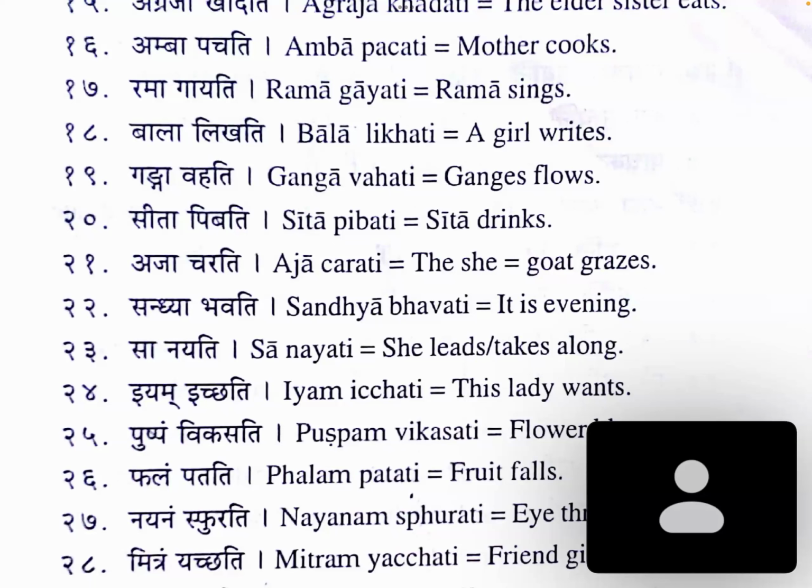Here there is a samyuktaksharam. Ga is there, then nga is there. That nga, only half is there. Below that, ga is written. Next to that, there is a line. So Ganga: nga is half, then ga and a. So Ganga. Yes. Read one of you. Ganga vahati. Ganges flows. Next.